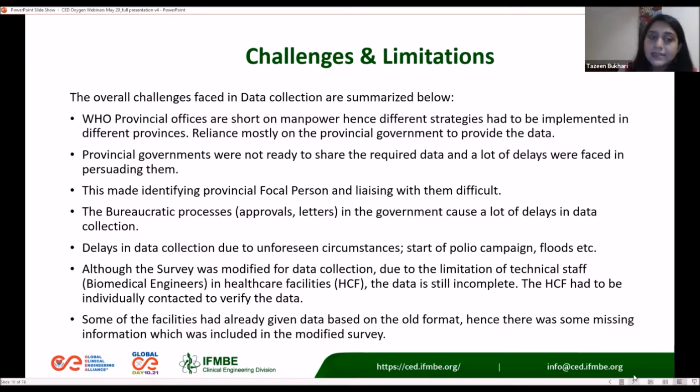Mainly because health service delivery is a provincial subject in Pakistan. Provincial governments were very skeptical. We did contact the DG National Health Services, but the provincial governments were like, we don't want to share the data because of politics, or the opposition would use it against us. That would cause a lot of delays. A lot of persuasion was done, but getting a focal person on board and the overall process was difficult and resulted in delays.